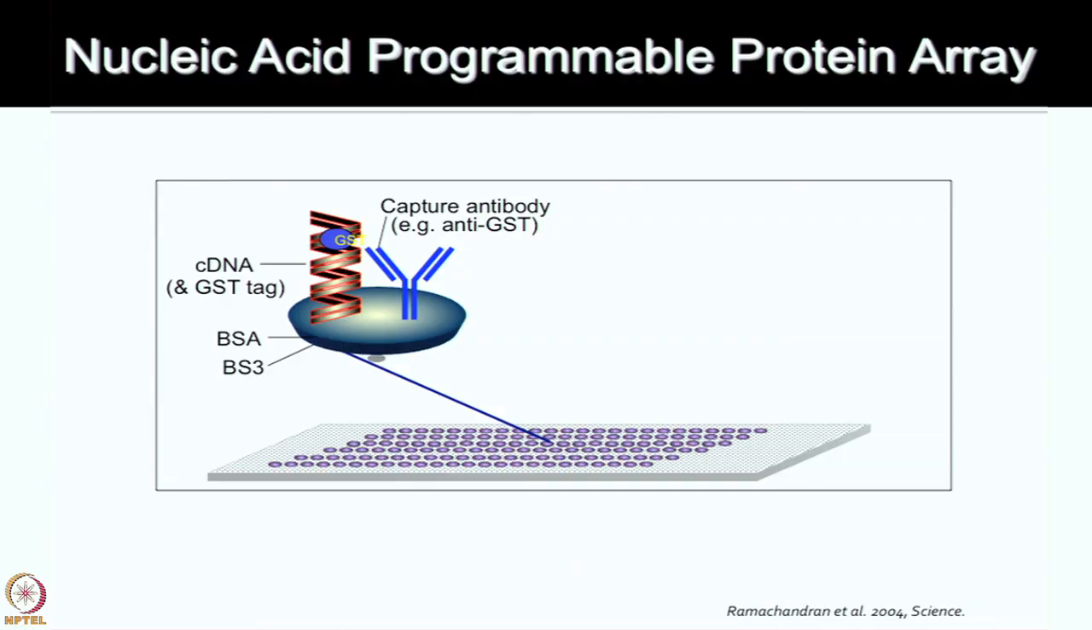Let us look at how nucleic acid programmable protein arrays work in this slide. If you enlarge one of the spots, you can see there are four features. One is a cDNA containing a tag, which is a GST tag, or one could also have any other tag of your interest, but the capture antibody should be an anti-tag antibody, which in this case is anti-GST antibody. If you were to choose a MYC tag, then it will be anti-MYC antibody. Then you have the BSA and BS3, which is a crosslinker. The BS3 is going to crosslink the antibodies on the chip surface, and BSA, for some unknown reason and mechanism, helps the complex assembly adhere strongly on the glass surface.